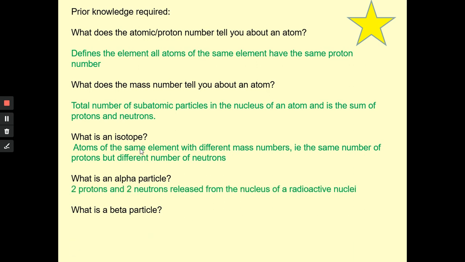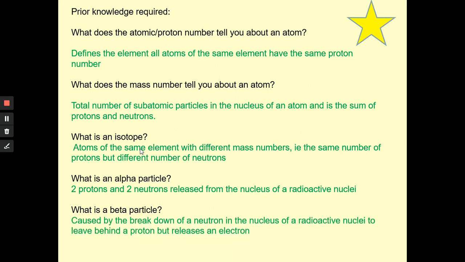Finally, before we move on, alpha particle, remember that's 2 protons and 2 neutrons released from the nucleus of a radioactive nuclei. And a beta particle, this one was a bit strange. This one is where a neutron in the nucleus breaks down, leaving behind a proton, but releasing an electron.